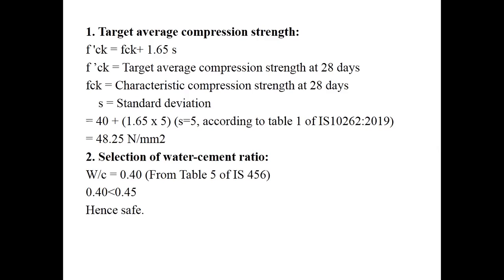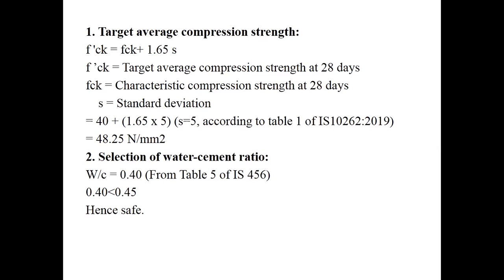FCK is the characteristic compressive strength. If it is an M40 grade of concrete, its characteristic compressive strength, that is FCK, will be equal to 40 Newton per mm square. Am I right? So FCK is taken as 40. Do you know what S is? S is nothing but the standard deviation. According to Table 1, it is taken as 5 for M40 grade of concrete.